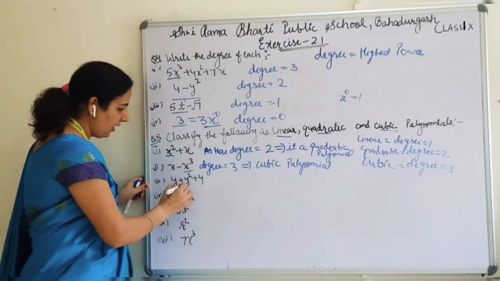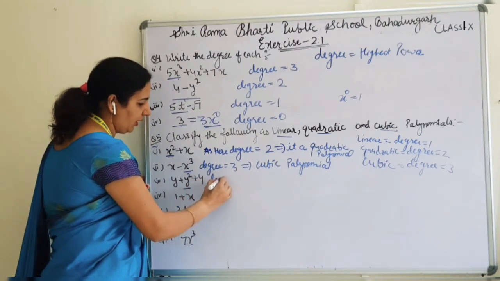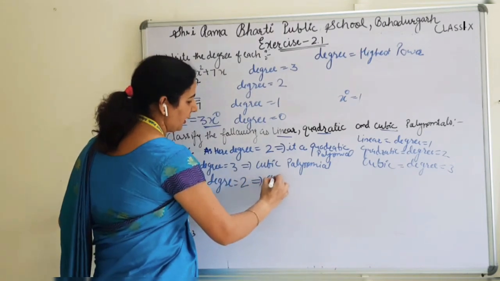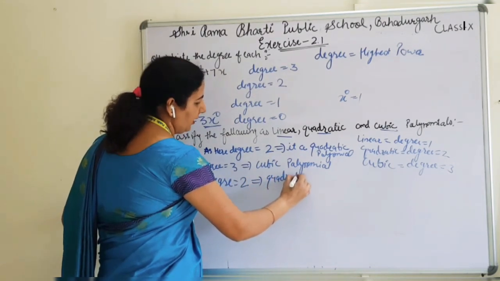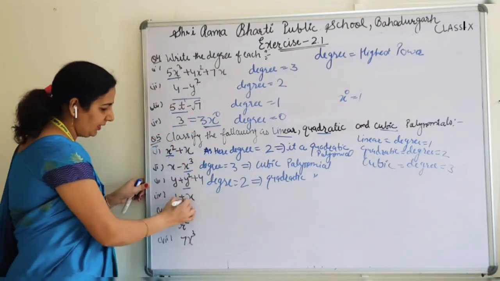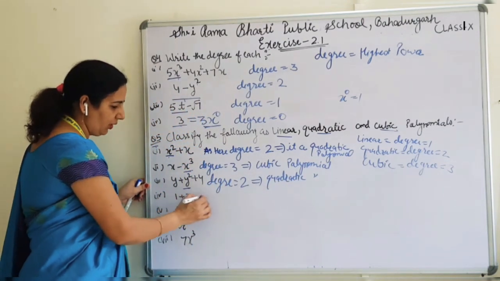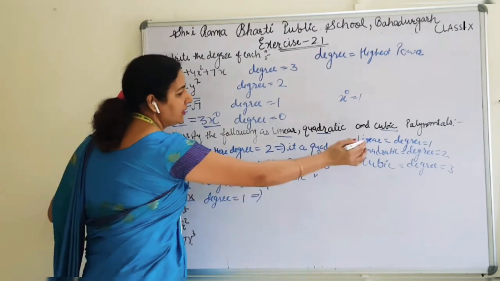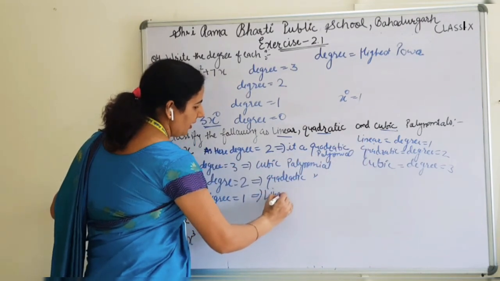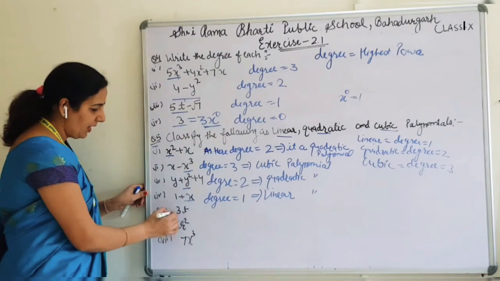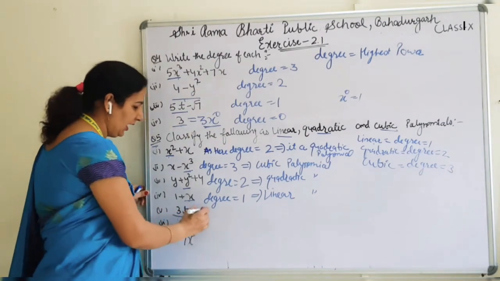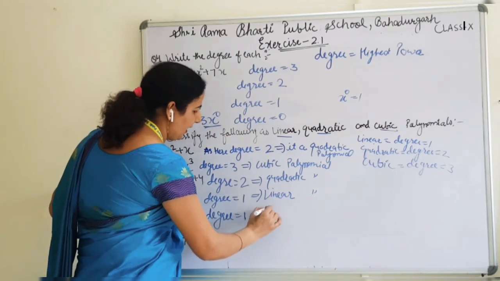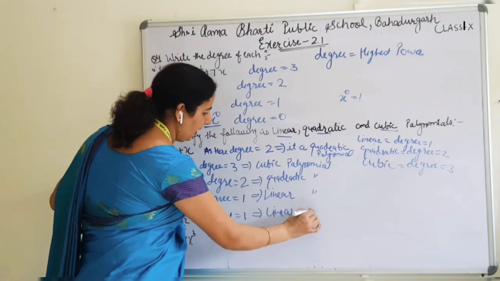Next, the highest is this one. So what is the degree of this expression? Degree is 2. If the degree is 2, it means it is again a quadratic polynomial. In this, the highest one is this x only. And what is the degree here? Degree is equal to 1. 1 degree means linear. So it is a linear polynomial. Next, again we have 3t. 3t means degree is equal to 1. This implies again linear. It is also a linear polynomial.